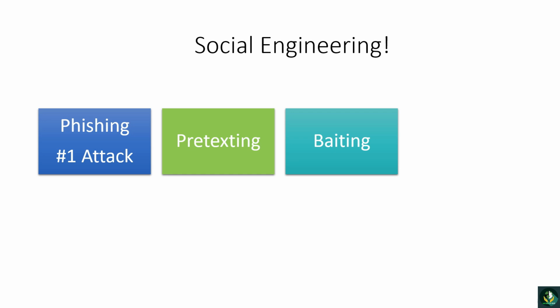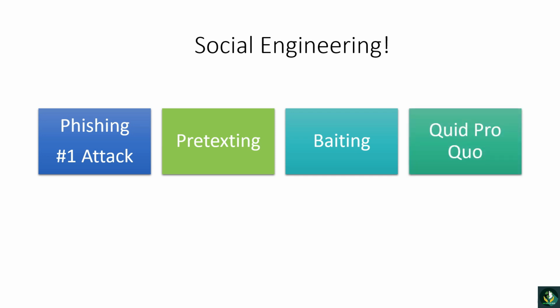It is as simple as this: if you do this for me, I will send you some information, or I will give you some money. This is what makes these types of attacks quid pro quo. It just means something for something else.